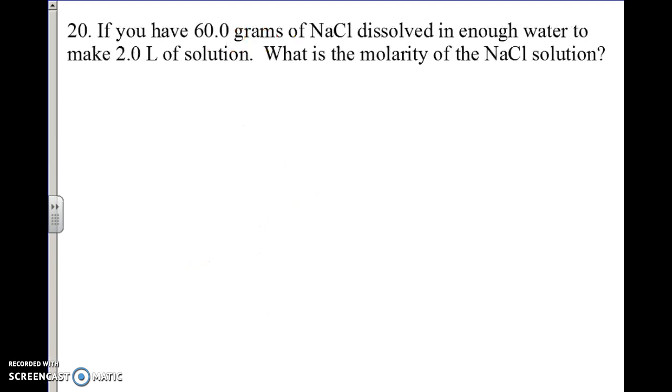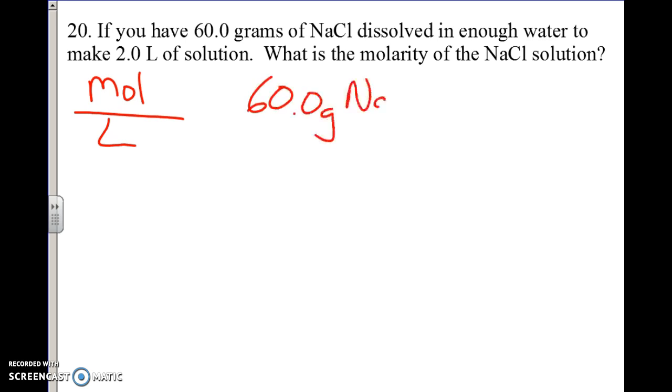Number 20. You have 60 grams of sodium chloride dissolved in enough water to make 2 liters of solution. What is the molarity? Again, we need moles and we need liters. Well, in this problem, we're given grams. So the first thing we have to do is convert those grams into moles. Pause it, see if you can solve this problem, and then turn it back on and watch and see if you are successful. So we got 60.0 grams of NaCl.